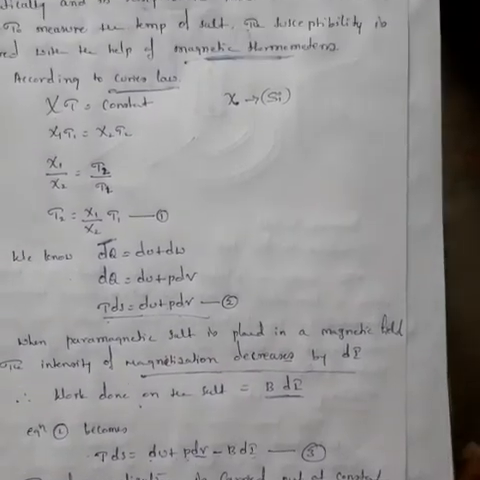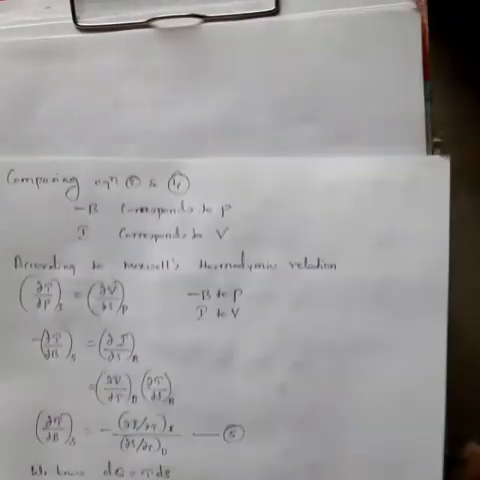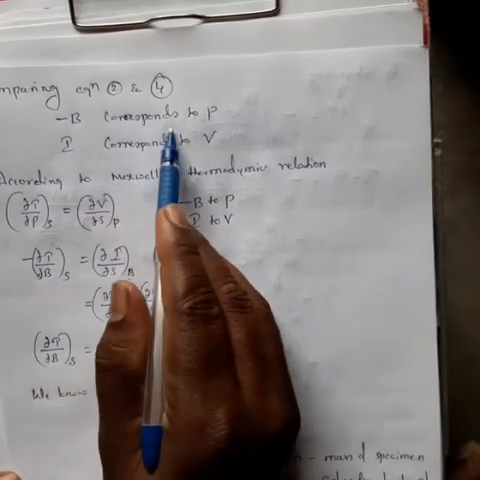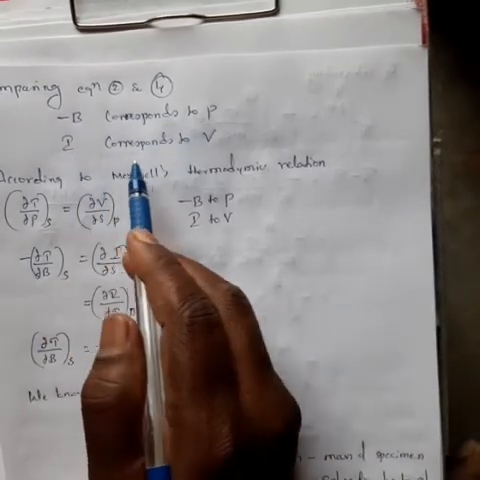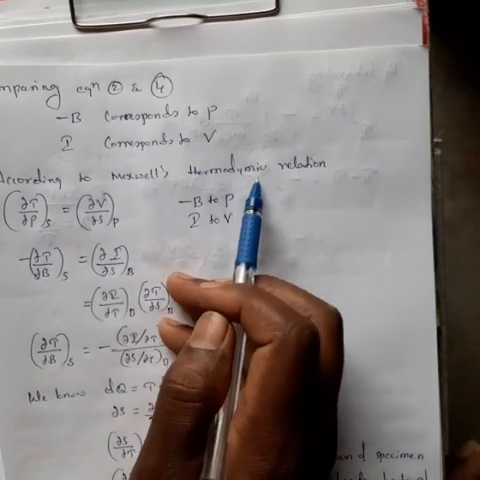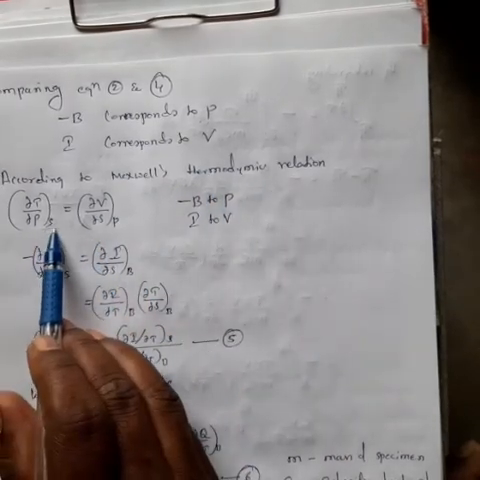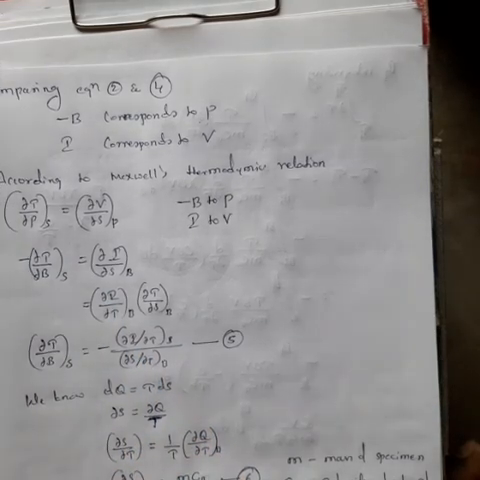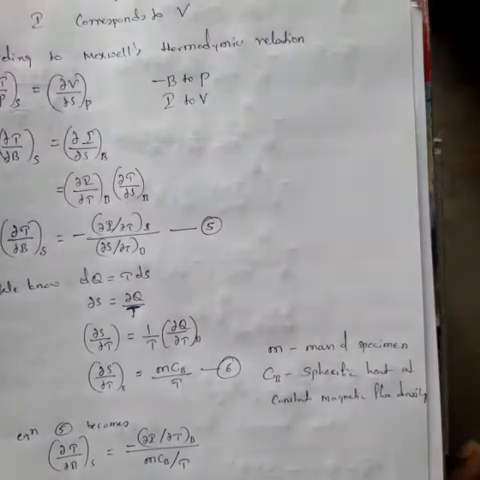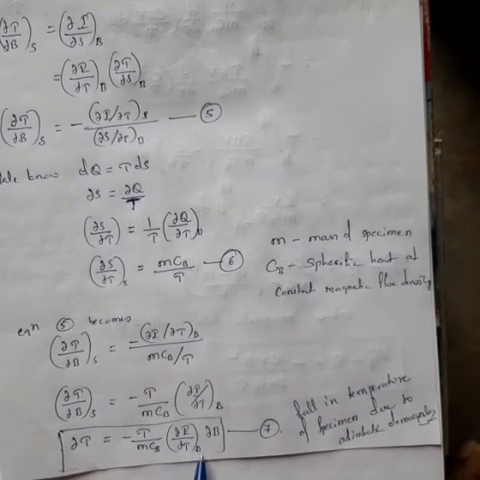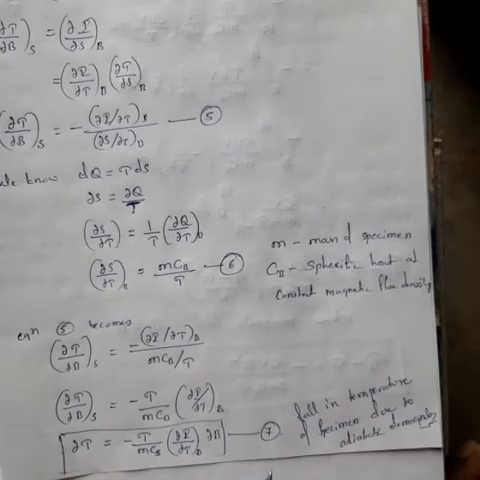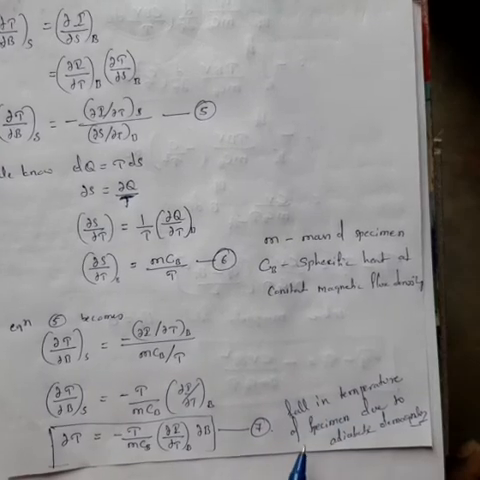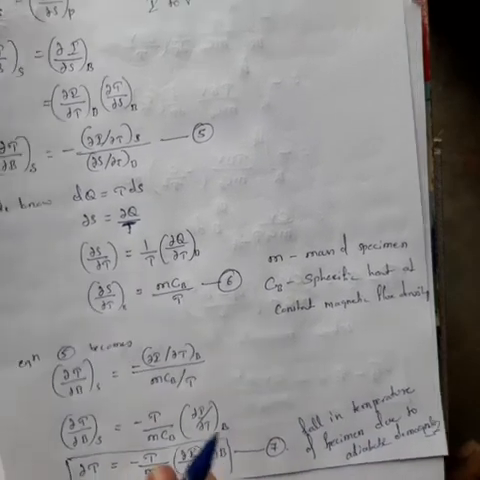Comparing equation 2 and equation 4, here B is replaced by P, and I is replaced by V. According to Maxwell's thermodynamic relations, we are going to get, at constant entropy, if we simplify, an expression for low temperature, that is dT is equal to minus T divided by M into Cv, del I divided by del T of V into dB, equation number 7. And this expression represents the fall in temperature of a specimen due to adiabatic demagnetization.